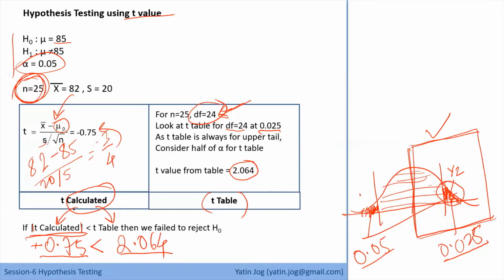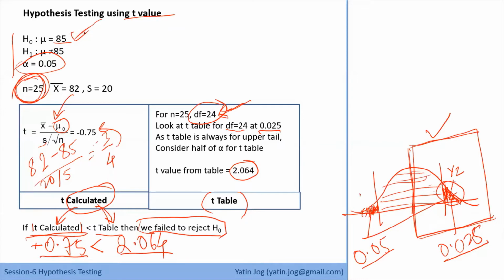I am just giving you the rule that if T calculated is less than T table, then we fail to reject H0. In this case, T calculated is less than the T table value of 2.064. So can we say we fail to reject H0? Yes, we can. Failing to reject H0 means I'll go ahead with my assumption that mu is equal to 85.